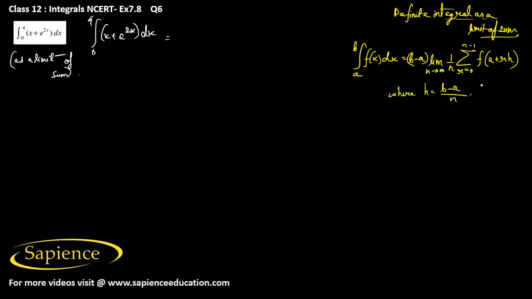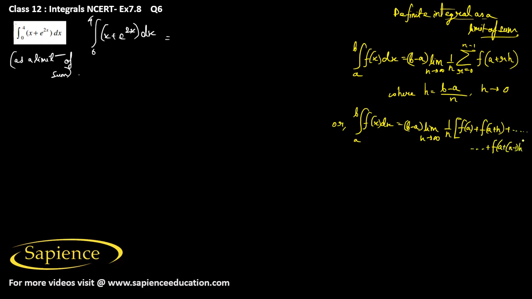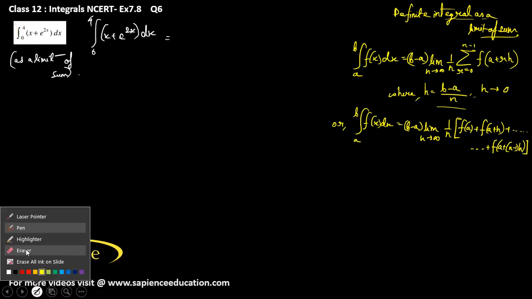So when n tends to infinity, h will tend to 0. Or we can write it as the integral from a to b of f of x dx equal to b minus a into limit n tends to infinity 1 by n into f of a plus f of a plus h plus dot dot plus f of a plus n minus 1 into h, where h is b minus a by n. So this formula we have to use here.